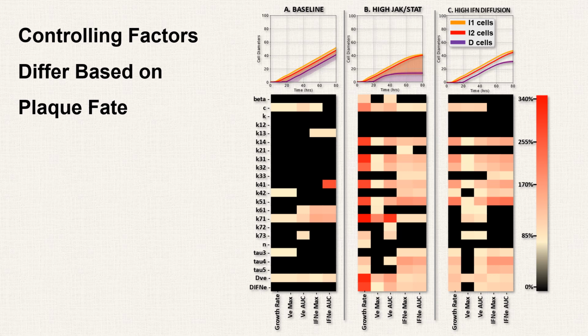The baseline parameter set on the left leads to a continuous growth of the plaques. In this regime, STAT-P's dephosphorylation, the induction of IRF7, and the virus's rate of production, diffusion, and non-specific environmental clearance all have the largest effects on the outcome of the simulation. The high JAK-STAT and high interferon diffusion regimes on the middle and right have arrested plaque growth. In these regimes, the many parameters associated with the activation of paracrine signaling have the most substantial effects.